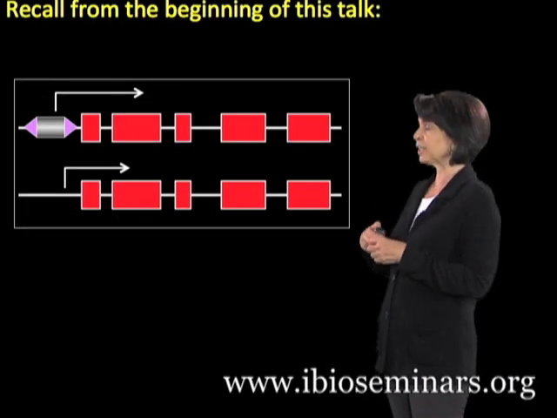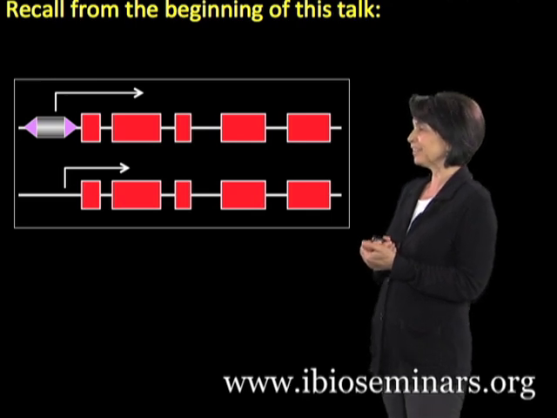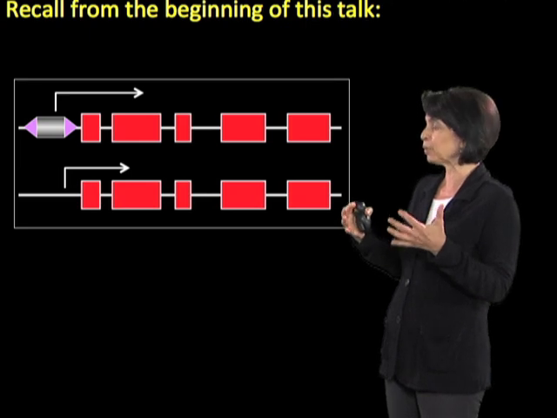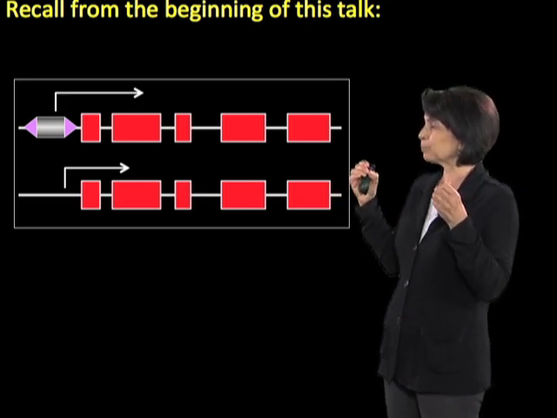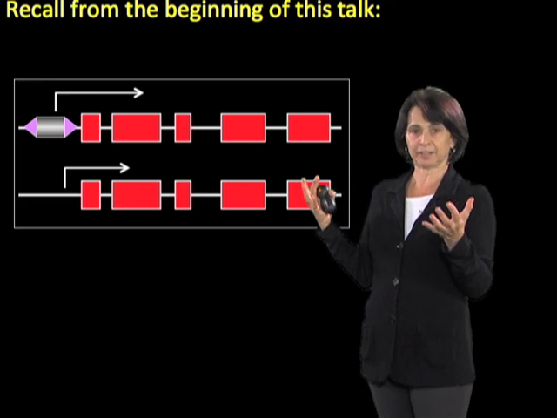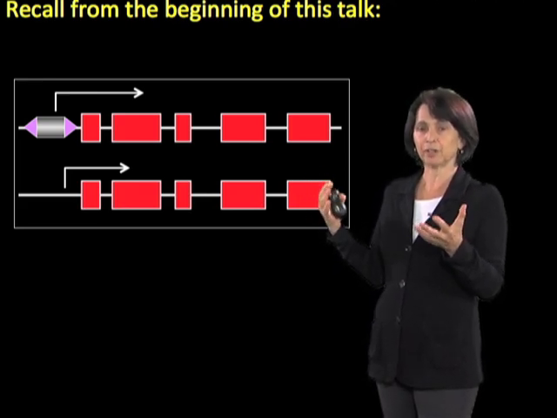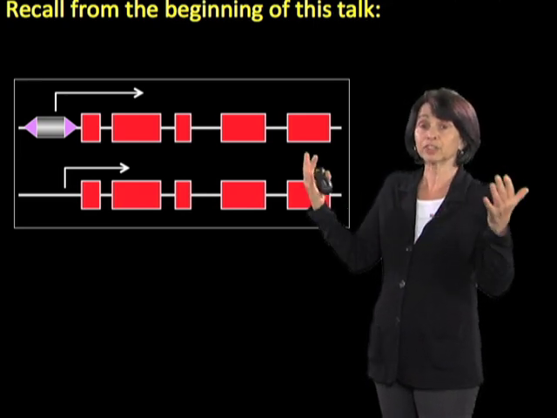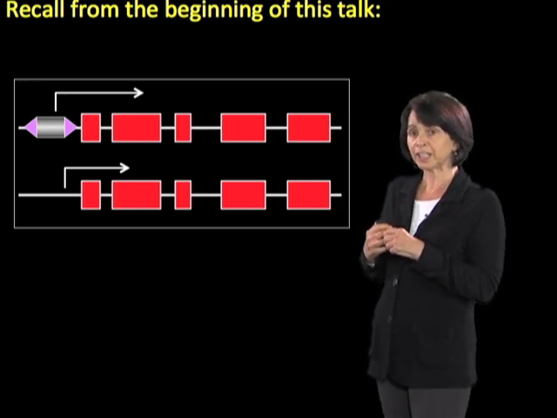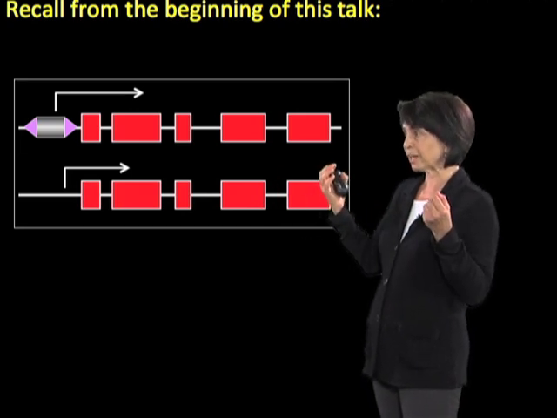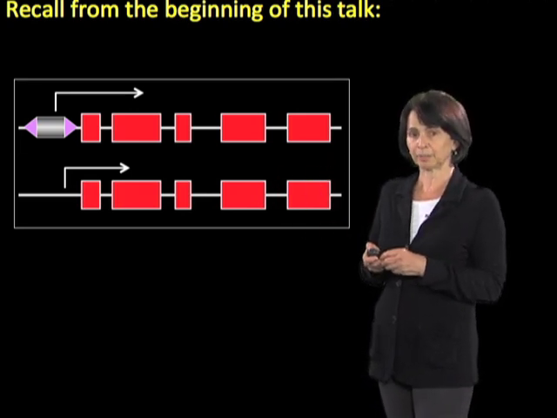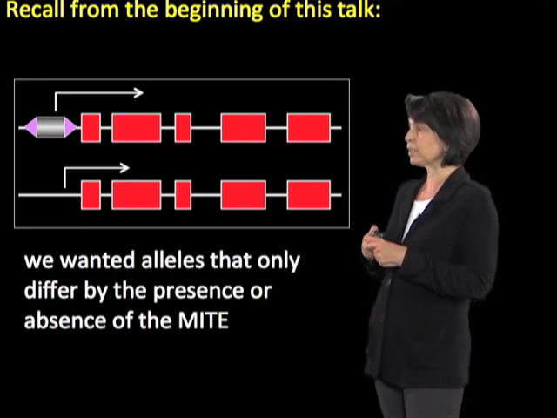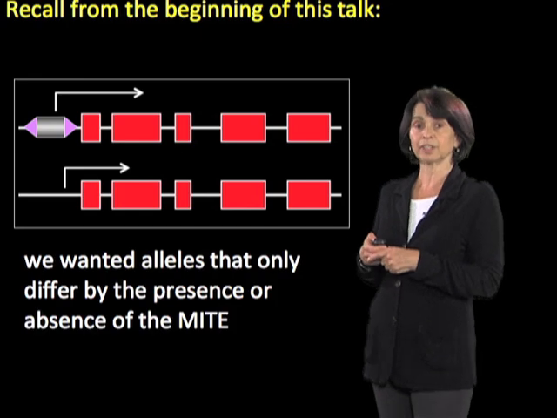I showed you at the beginning of this talk the experimental material we needed in order to address the question of what is the impact of insertion on diversifying gene expression, for example. What we needed were alleles that differ by the presence or absence of a transposable element. Now we have lots of those examples. So, as I said, we wanted alleles that only differ by the presence or absence of the MITE.